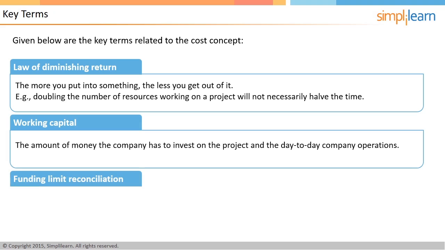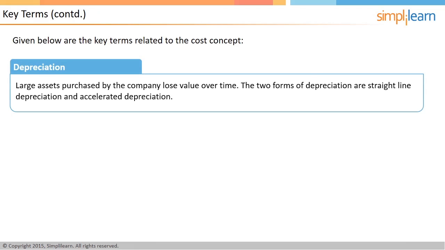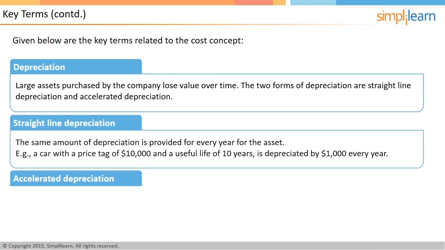Funding limit reconciliation. The process of comparing the planned expenditure in a given period with the available funding for that period. Large assets purchased by the company lose value over time. This is called depreciation. There are 2 forms of depreciation, straight line and accelerated. Same amount of depreciation is taken every year. For instance, a car with a price tag of $10,000 and useful life of 10 years is depreciated $1,000 per year. At the end of the 10th year, the value of the car is considered 0 for all accounting purposes.